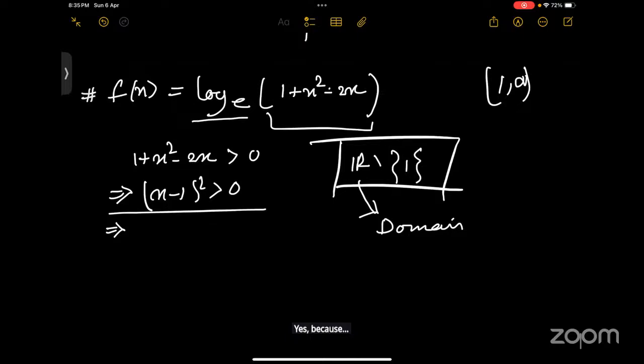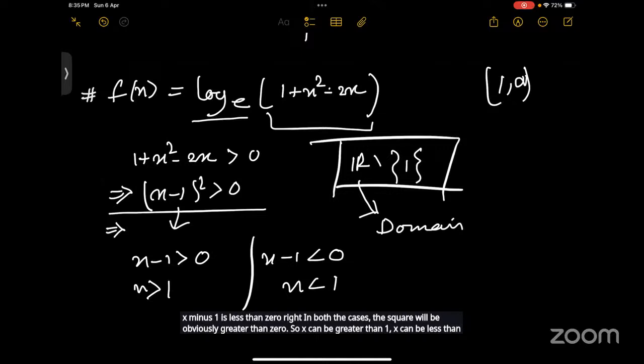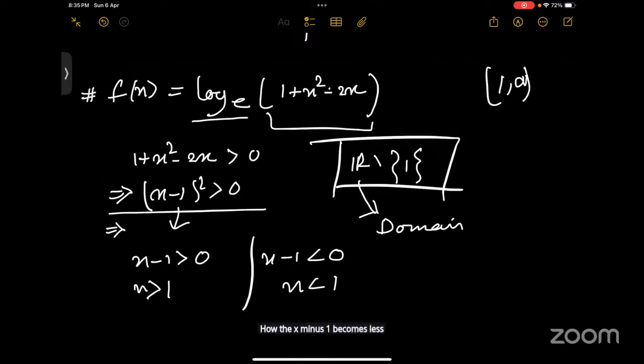So from this step, we can imply either x minus 1 is greater than 0 or x minus 1 is less than 0, right? In both the cases, the square will be obviously greater than 0. So x can be greater than 1, x can be less than 1. How does x minus 1 become less than 0? From this step, we have two different possibilities. Either this x minus 1 can be greater than 0 or this x minus 1 can be less than 0. No, if x minus 1 is even less than 0, then the square will be greater than 0, right?